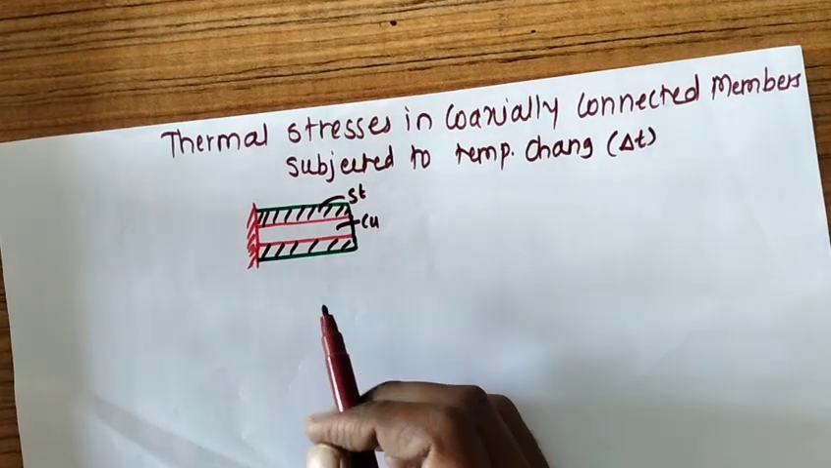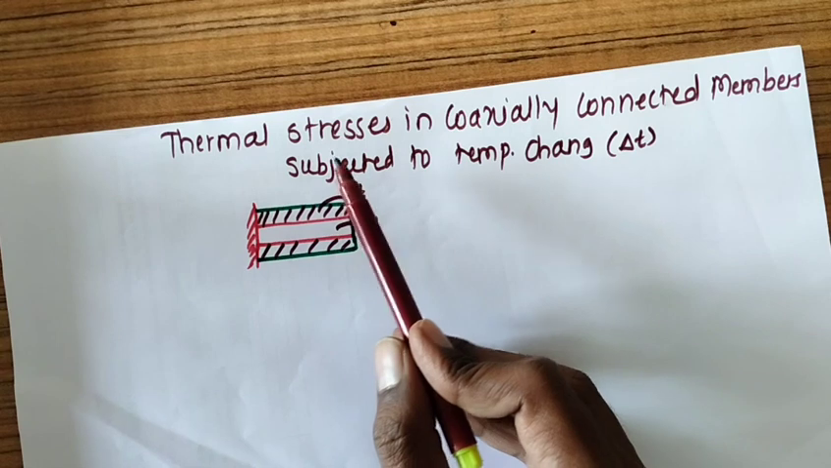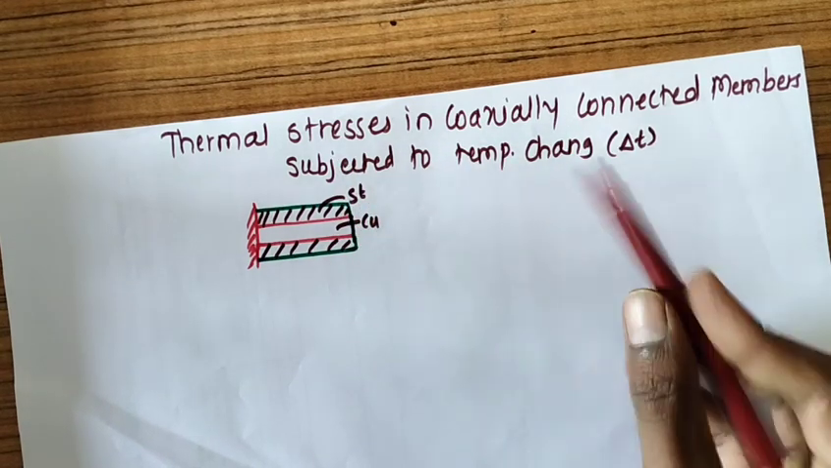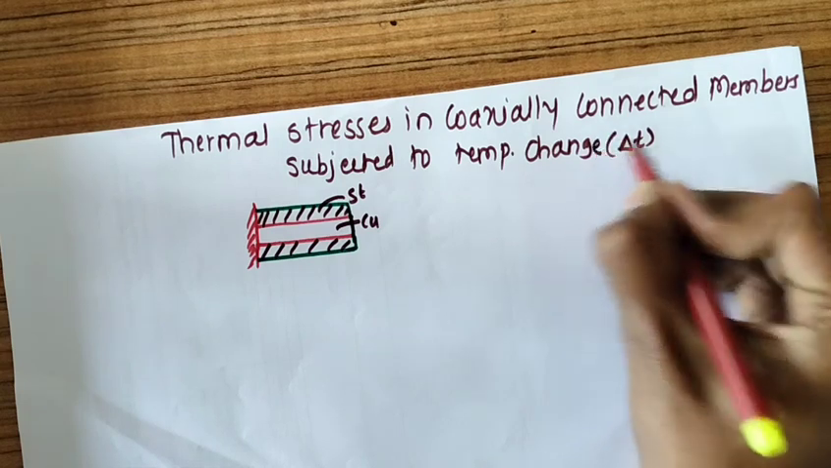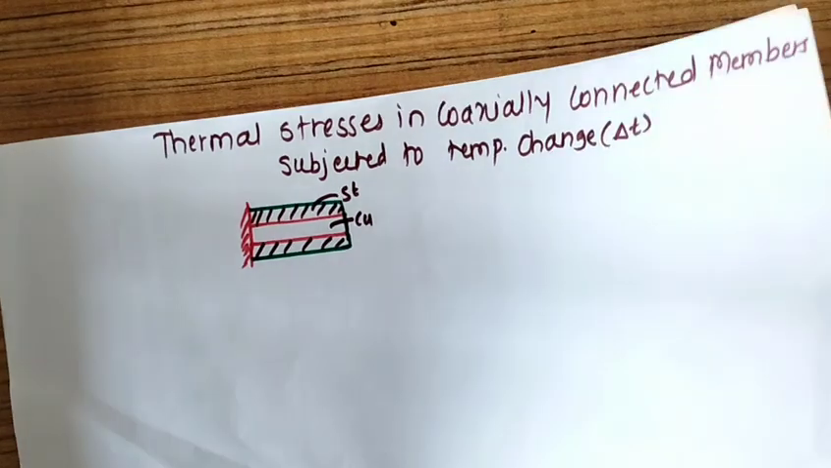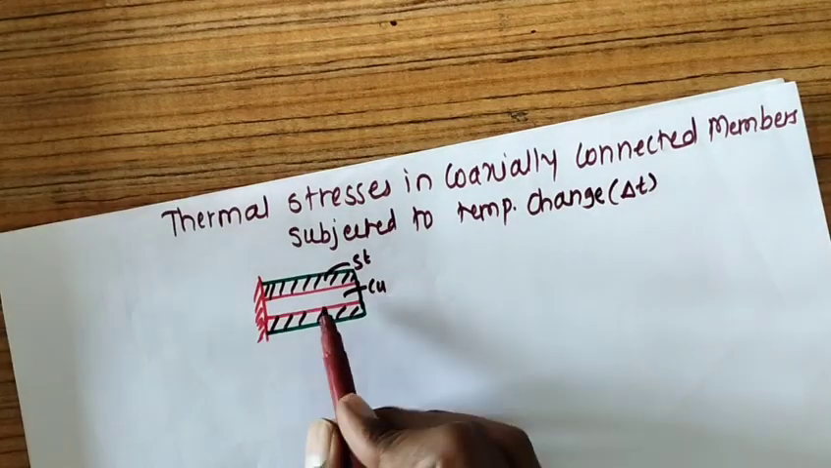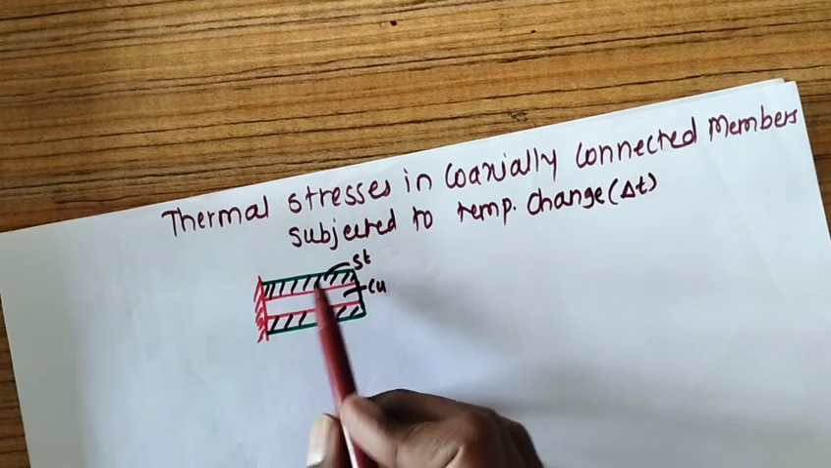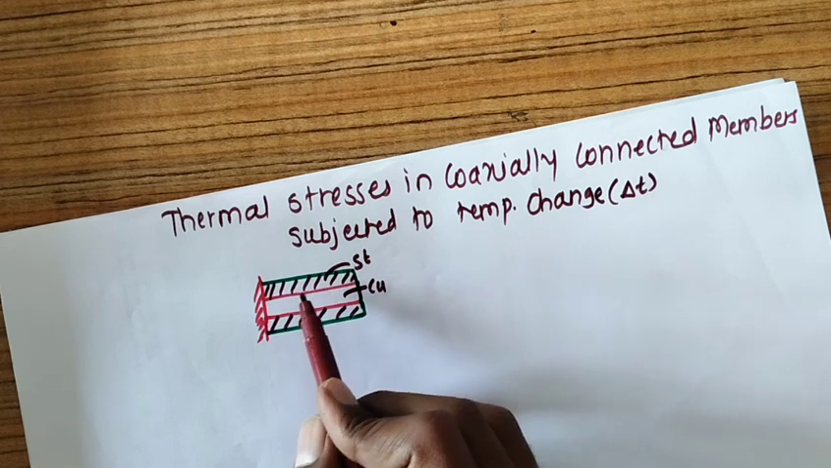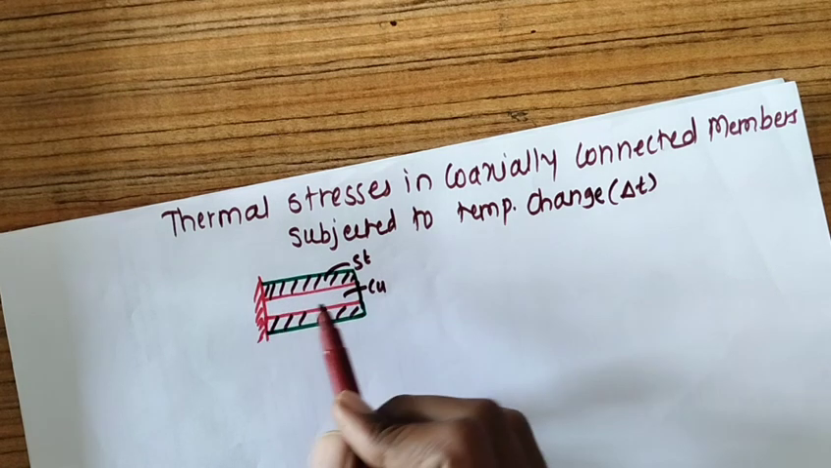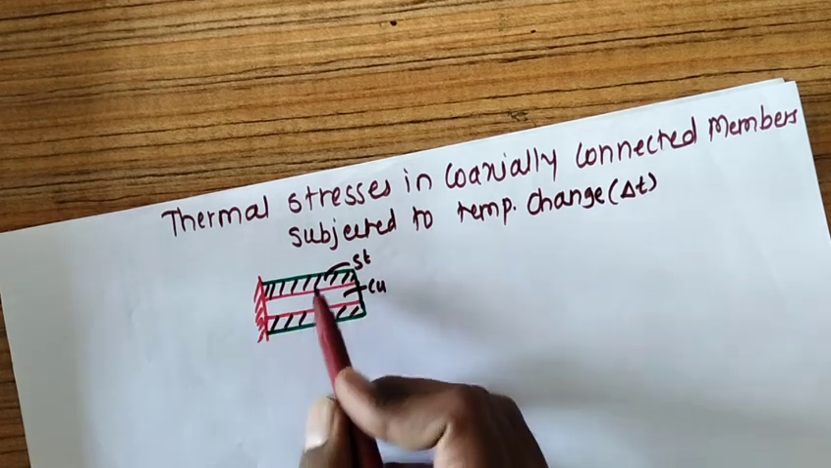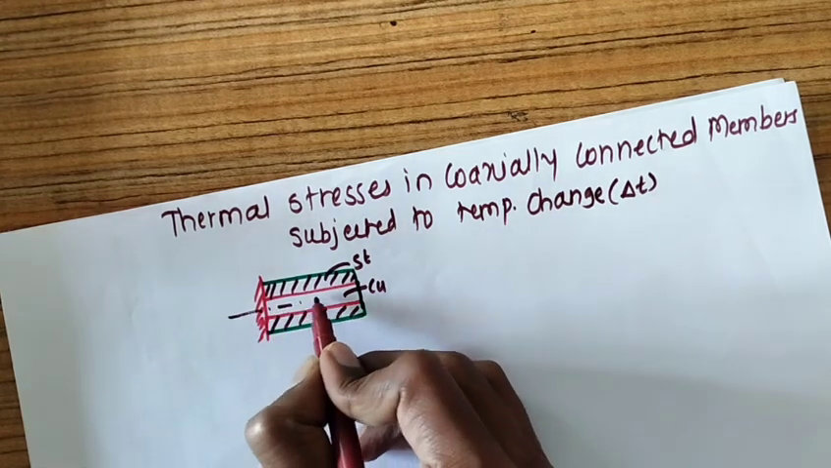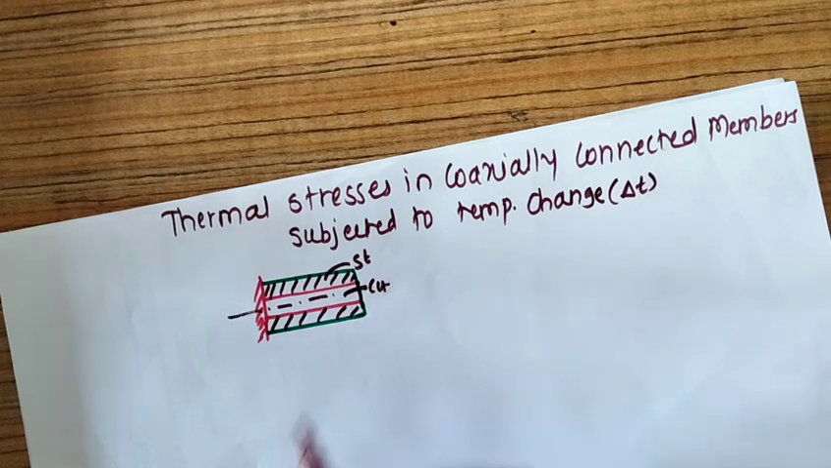So in this session, we'll discuss thermal stresses in coaxially connected members subjected to temperature change delta T. So let's consider an example here. This one is a copper bar. It is connected with a steel bar. So this copper bar is fitted inside the steel bar. We can say these two are coaxially connected members as the axes of both bars are the same.